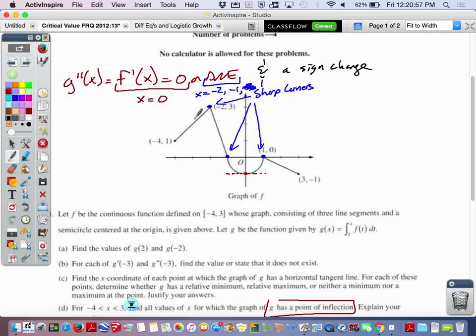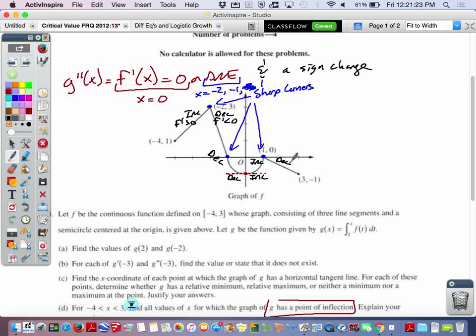At -2, we go from increasing to decreasing. There's a sign change there, which means f prime goes from positive to negative. Here, it's decreasing the whole time. There's no sign change at -1. At 0, we go decreasing to increasing. And we also get a sign change here at 1, increasing to decreasing.